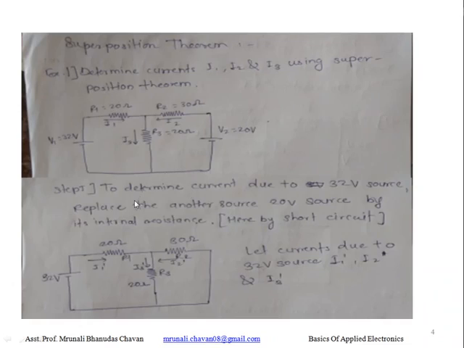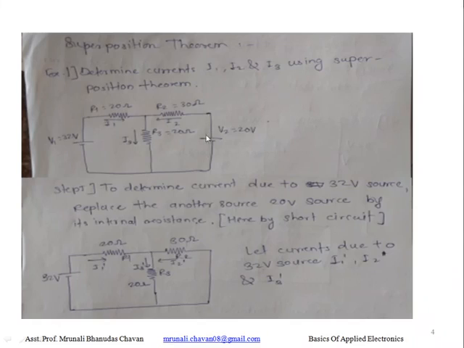So in step first, we will determine the current due to V1, that is 32 volt source, and in step 2 we will determine the currents due to V2, means 20 volt source, and finally in step 3 we will combine them, which will be the result of our problem. So step first, to determine current due to 32 volt source, replace the another source, that is 20 volt source, by its internal resistance.